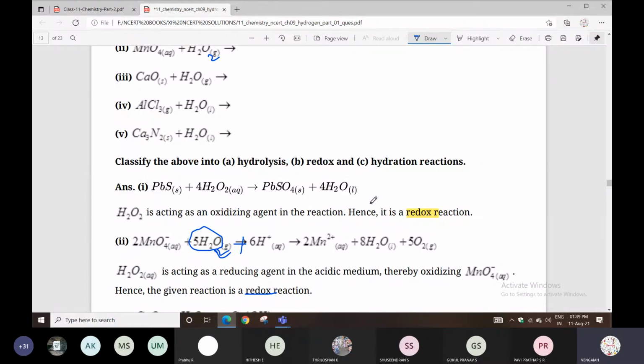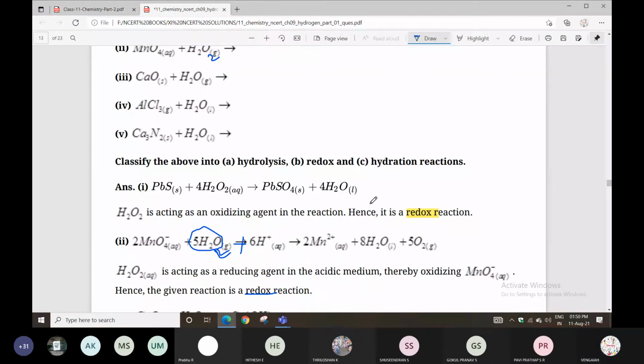In a chemical reaction, if it is acting as an oxidizing agent, hence the reaction can be called a redox reaction. Otherwise, one chemical reaction showing both oxidation and reduction, that you can say is a redox reaction. Fourth one is there. The third one is there. What is the meaning of the third one?